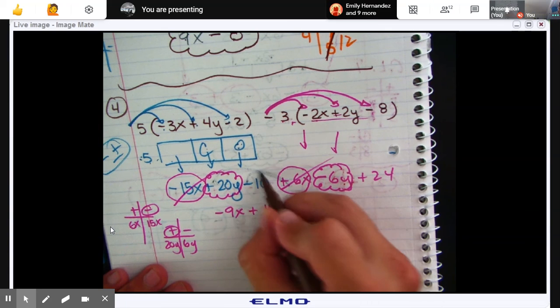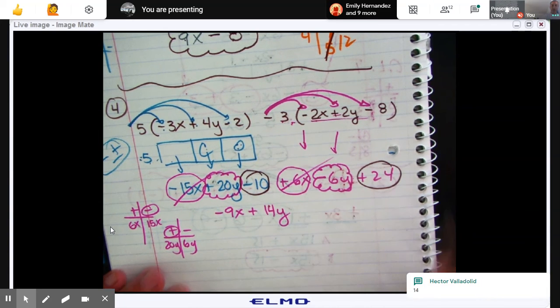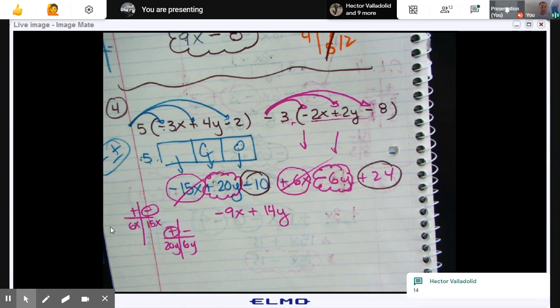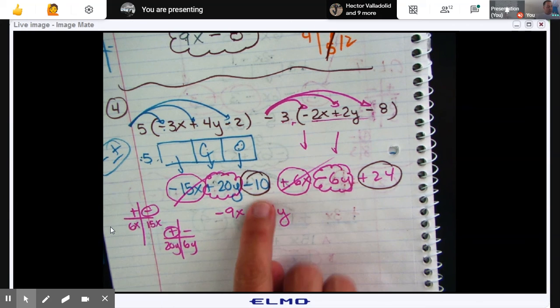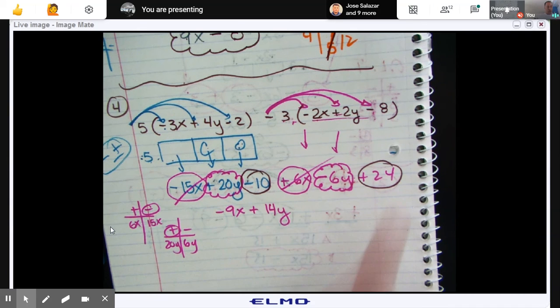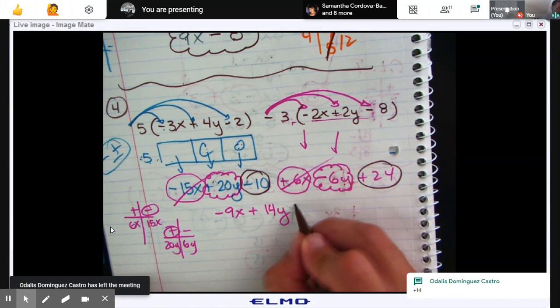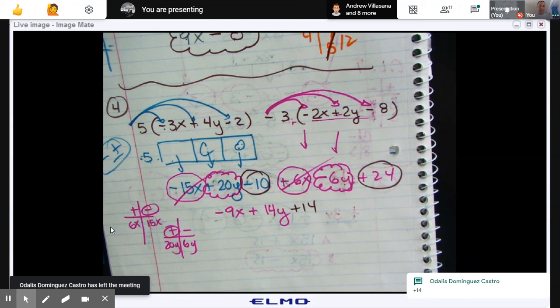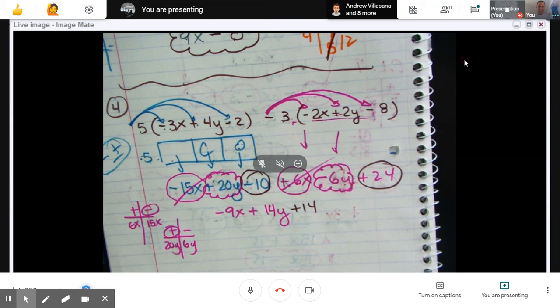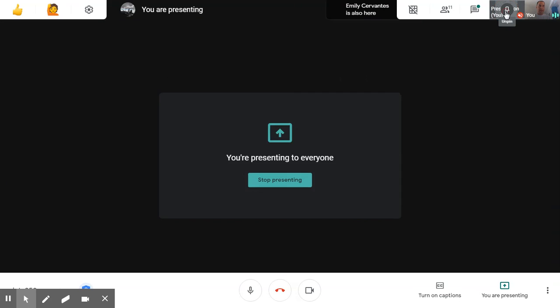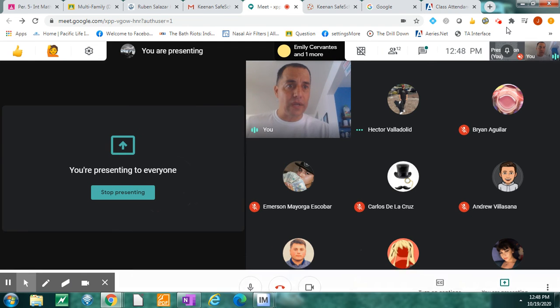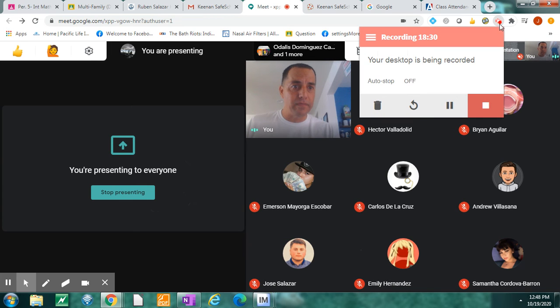And then the next one is what? Negative 10, the constant, with the plus 24. So yes, very good, Hector. Oh, Hector's here. And then what's the last one, Hector? Negative 10 plus 24. Use your calculator. Isn't that like 14? Yes, it is 14. So let's go ahead and put positive 14. And then there's your answer. All right, there's your answer right there. Bam. Okay. So let me go ahead and stop the recording for this problem.